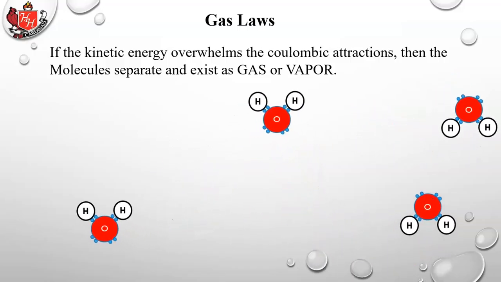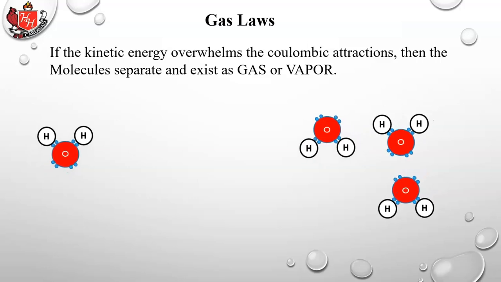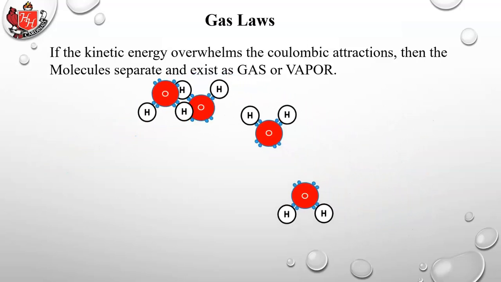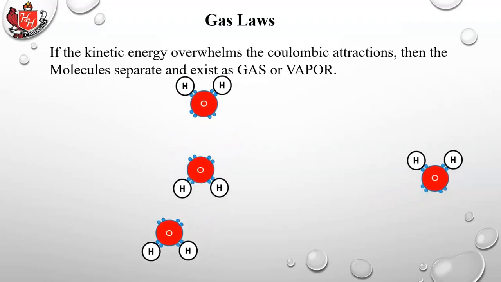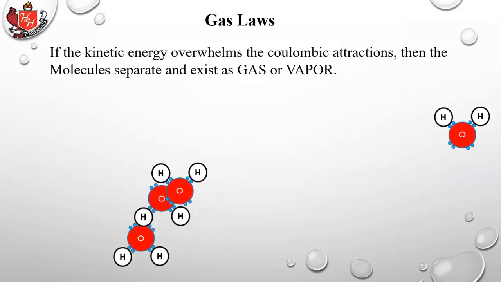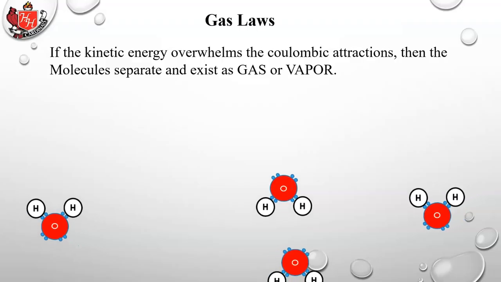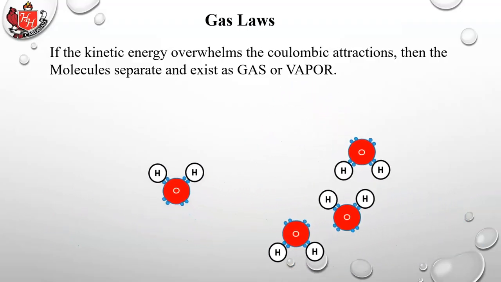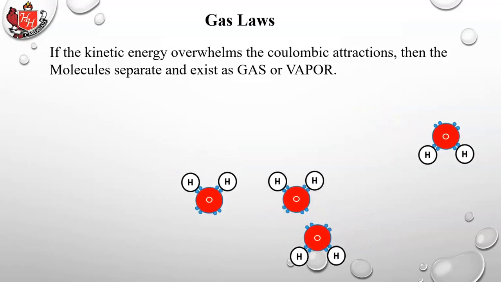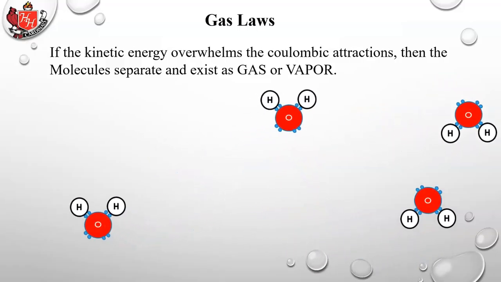So if the kinetic energy, that is the motion energy, overwhelms the Coulombic attractions, then the molecules separate and exist as gas vapor. So basically you have a battle going on here between the motion, the energy in the molecules, and there's a natural attraction between molecules. We know that polar molecules have attractions to each other.